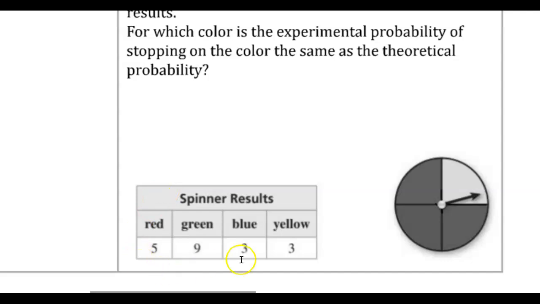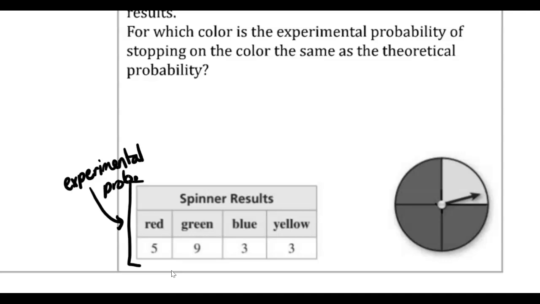So this is the results of us physically doing an experiment and actually spinning the spinner 20 times and recording what happened. When we do that and we actually record what happened in real life, and these are the results, that's called the experimental probability, because we did an experiment to actually find out what happened. Now, the theoretical probability is what should happen mathematically.